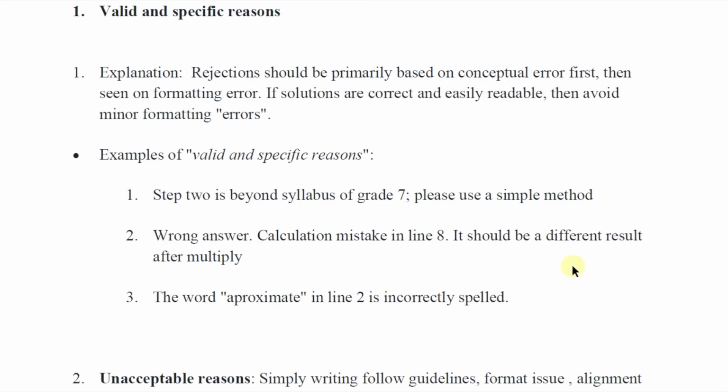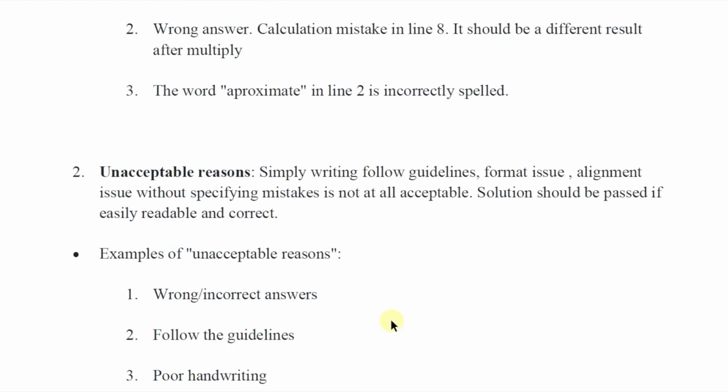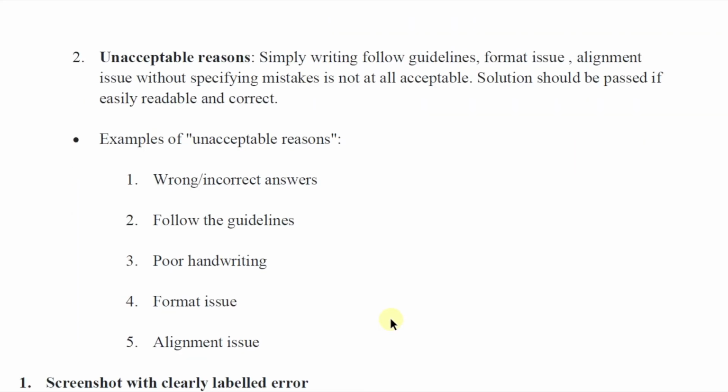It should be a different result after multiply, or the word approximate in line 2 is incorrectly spelled. Similarly, if you see the second point, which is unacceptable reasons. Previously, we have seen acceptable, now unacceptable reasons. So, we cannot directly write like this: wrong or incorrect answer, follow the guidelines, poor handwriting, format issues, and alignment issues. These are totally unacceptable.